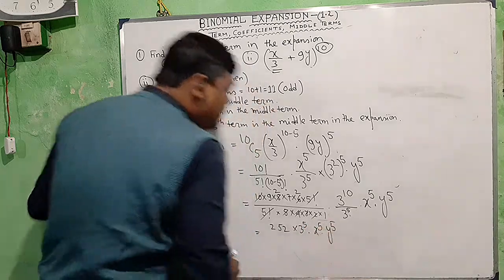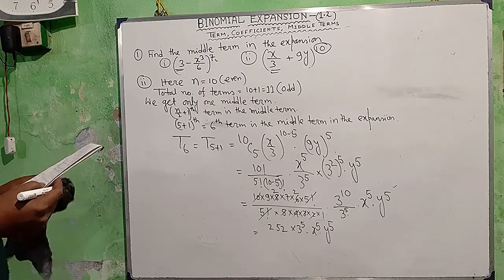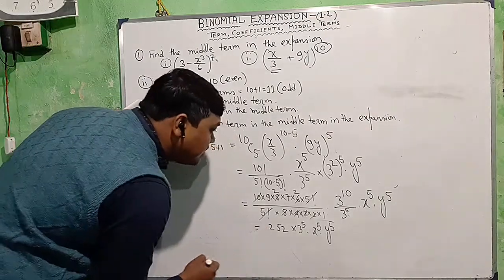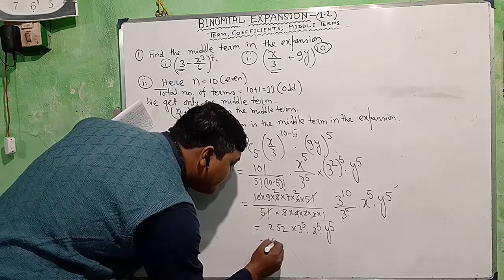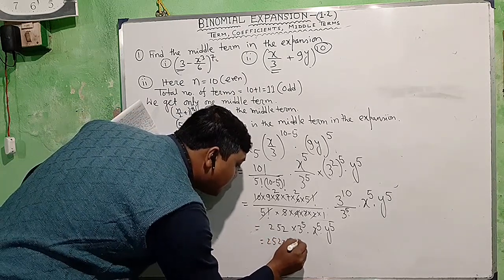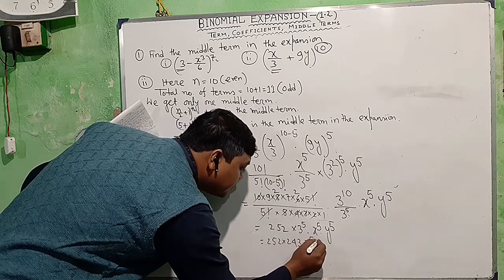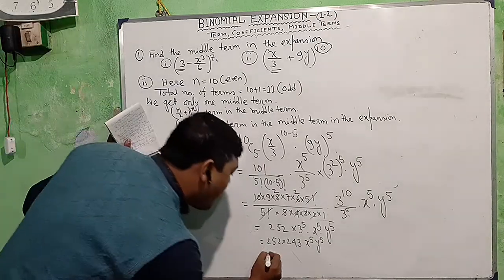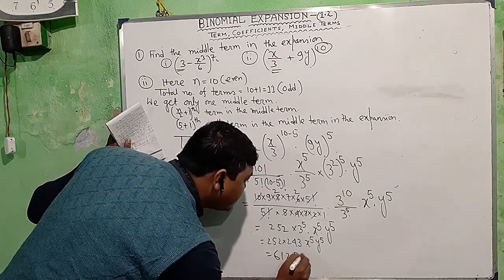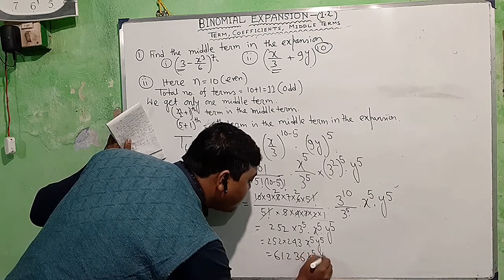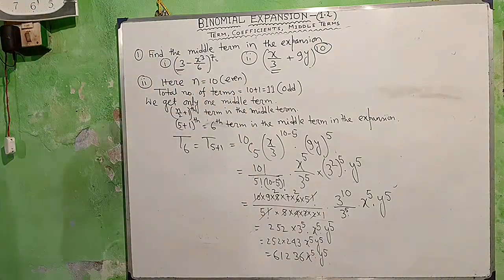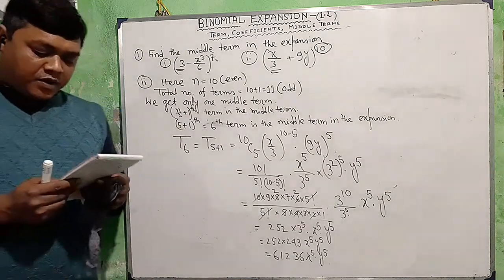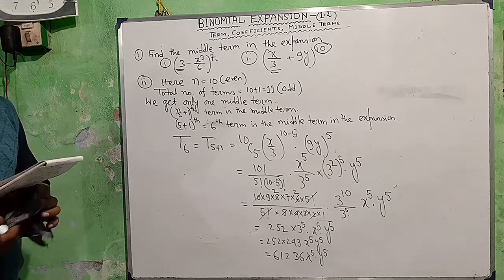3 to the power 4 is 81, and 3 to the power 5 is 243. So 252 into 243, after some calculation we will get 61236 x to the power 5 y to the power 5. Okay, that is the middle term of the expansion.